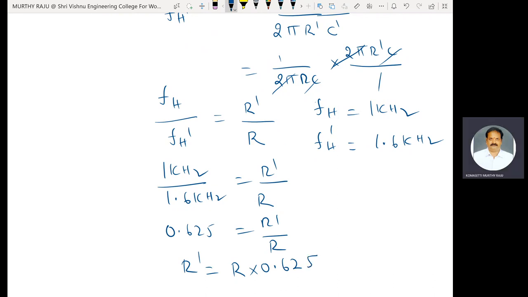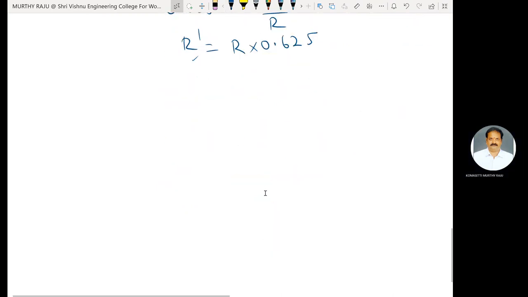Therefore, R dash is equal to R into 0.625. We know the value of R in the design step by using design steps. FS is known and C is a standard value 0.01 microfarad, and calculate R value. That R value is substituted here, we will get R dash value.